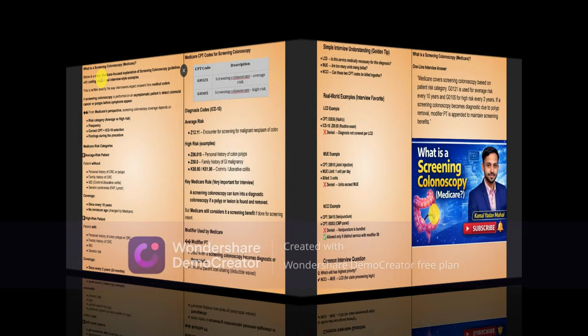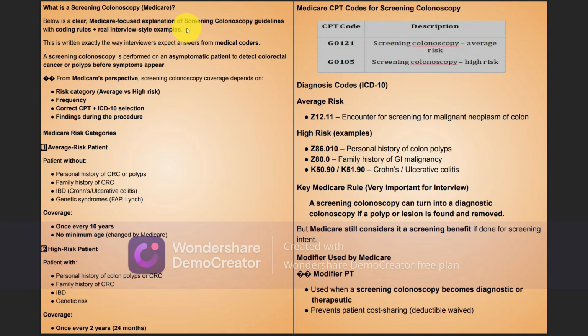So you can see below a clear Medicare-focused explanation of the screening colonoscopy guidelines, with rules plus real interview-style examples. This is written exactly the way interviewers expect the answer from medical coders. A screening colonoscopy is performed on an asymptomatic patient to detect colorectal cancer or polyps before symptoms appear. From Medicare's perspective, screening colonoscopy coverage depends upon the risk category, average versus high, frequency, correct CPT plus ICD selection, and findings during the procedure.